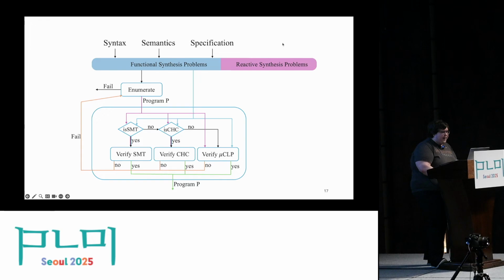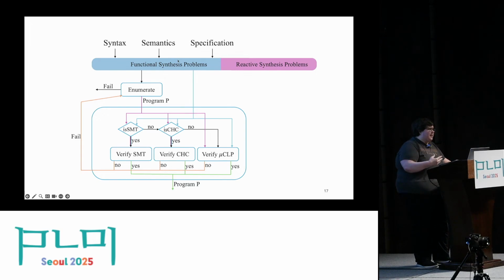We could modify our definition of semantics to get it closer to µCLP, and this allowed us to represent not just functional synthesis problems, which the original SemGuS framework only supported, but also reactive synthesis problems like controller synthesis or Büchi games or stuff like that.